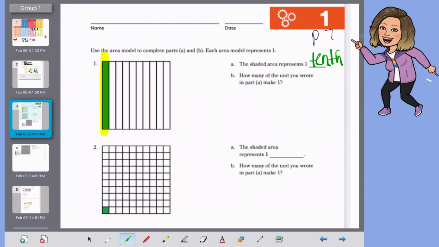So how many of the units would it take to get a whole? Well, if this was a candy bar, I would need to eat how many of these to have eaten the entire whole candy bar? That's right, 10 of them, because tenths mean I need 10 to make the whole.